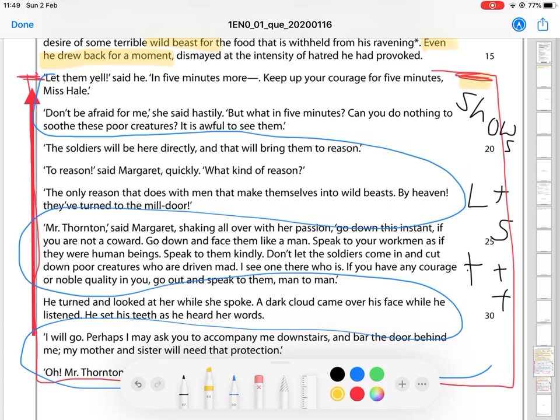Let's see how it starts. Alright, let's get the highlighter out. "Let them yell," said he. "In 5 more minutes. Keep up your courage for 5 more minutes, Miss Hale." Straight away, I've got structure. You know, if you don't comment on language and structure, you get capped at 2 marks. I've seen some great answers, but all about language or all about structure. I've had to cap people. You know, let them yell. Exclamative there.